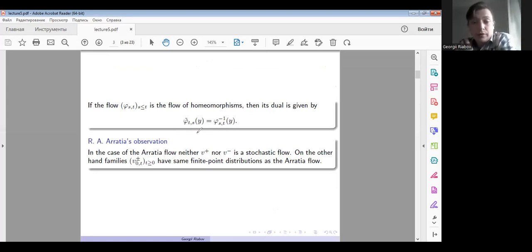What about the coalescing stochastic flows? An interesting observation was made by Arratia. He noted that neither V plus nor V minus satisfies the flow property, so neither of them is a stochastic flow. Also, he noted that the distributions of V plus and V minus are equal, and actually they are equal to the distribution of the Arratia flow. So it is a natural question to ask: can we actually construct the dual flow, for example, for the Arratia flow, or for more general coalescing stochastic flows?